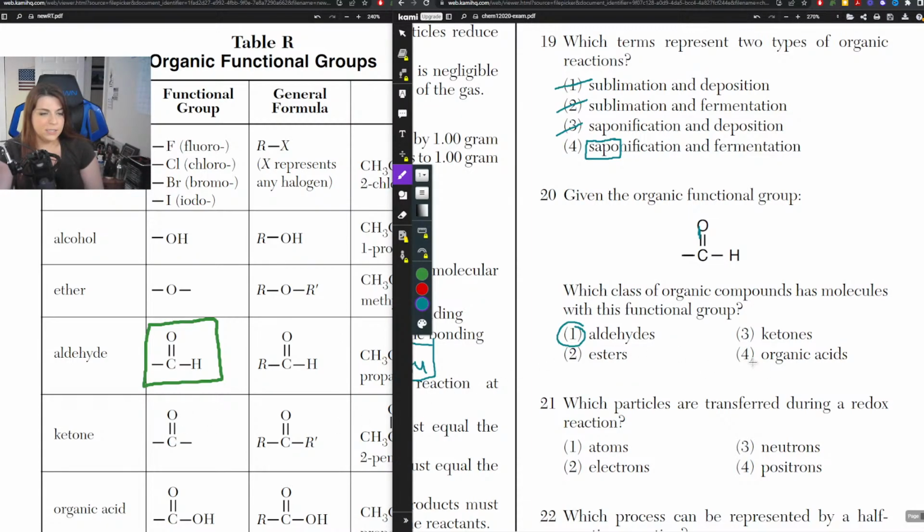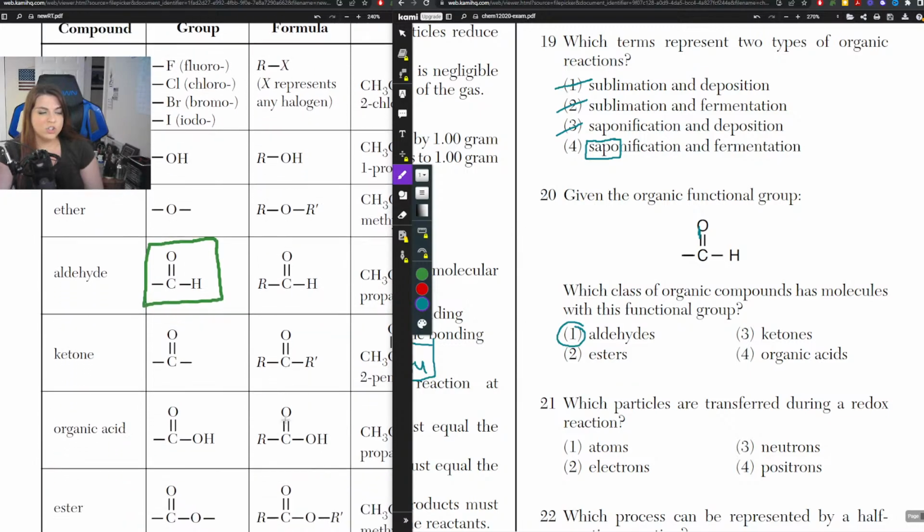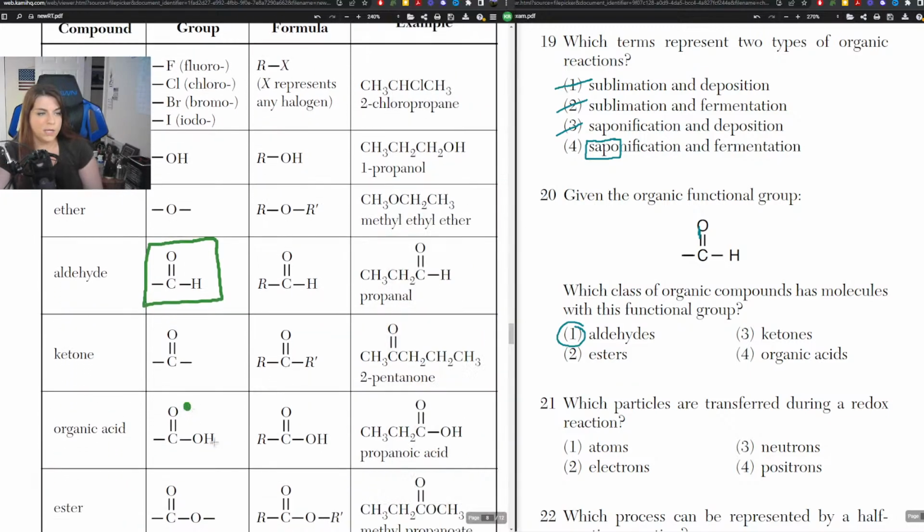Organic acids have an OH, right? You have the double bonded O right here, but you also have the OH. And then esters have 2 oxygens. You have the double bonded O, but then you have an interrupting O as well. I have an entire video on how to name these molecules if you need help with that. Otherwise, if you just become really, really good at reading this reference table, you can pretty much name anything.